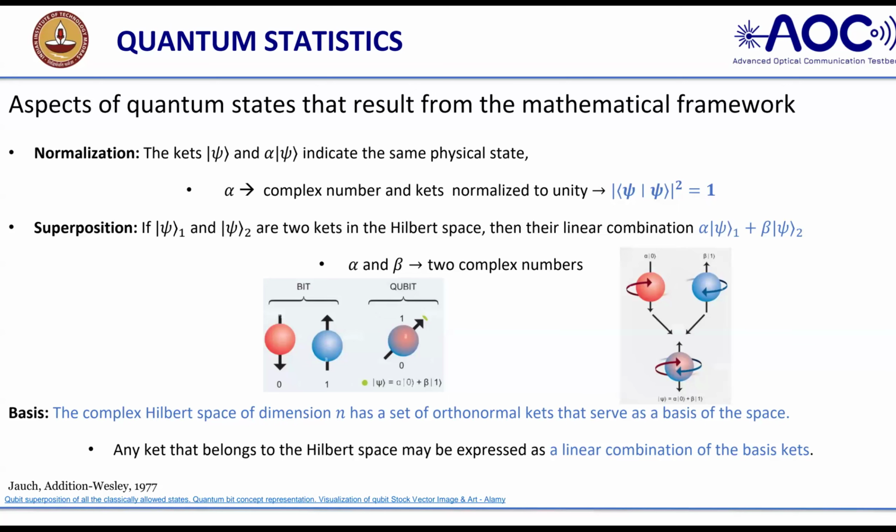Second is the superposition principle. If you have kets psi 1 and psi 2, two kets in Hilbert space, then the total psi can generally be represented in the form alpha psi 1 plus beta psi 2. So how can it be viewed, right?